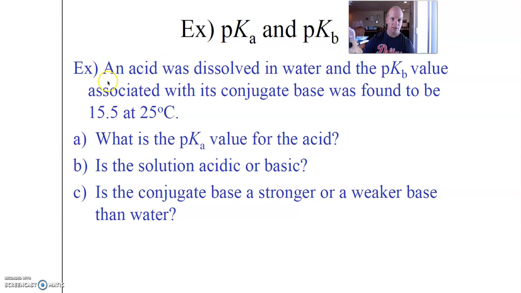So here's the acid. The pKb value associated with the conjugate base was found to be 15.5. So it's positive, which means it's a weak base. So what's the pKa? Remember, pKa plus pKb equals 14. So if this is 15.5, my pKa must be negative 1.5. That's simple. Everything's related. 14 is the magic number.